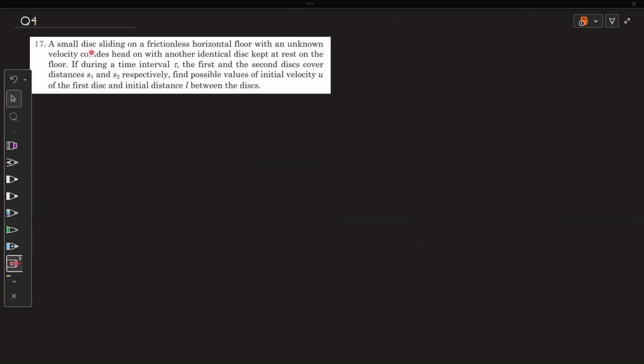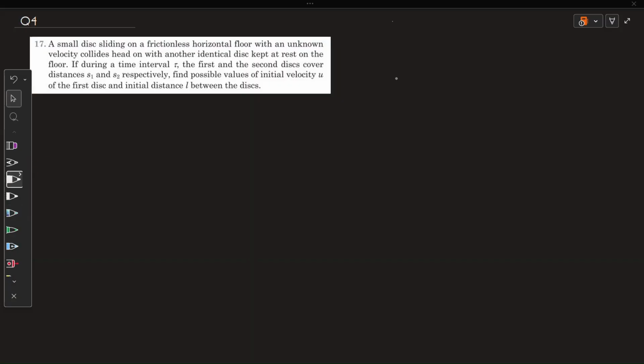Question number 4. A small disk sliding on a frictionless horizontal floor with an unknown velocity collides head on with another identical disk kept at rest on the floor. If during a time interval tau, the first and the second disks cover distance s1 and s2 respectively, find possible values of initial velocity u of the first disk and the initial distance L between the disks.